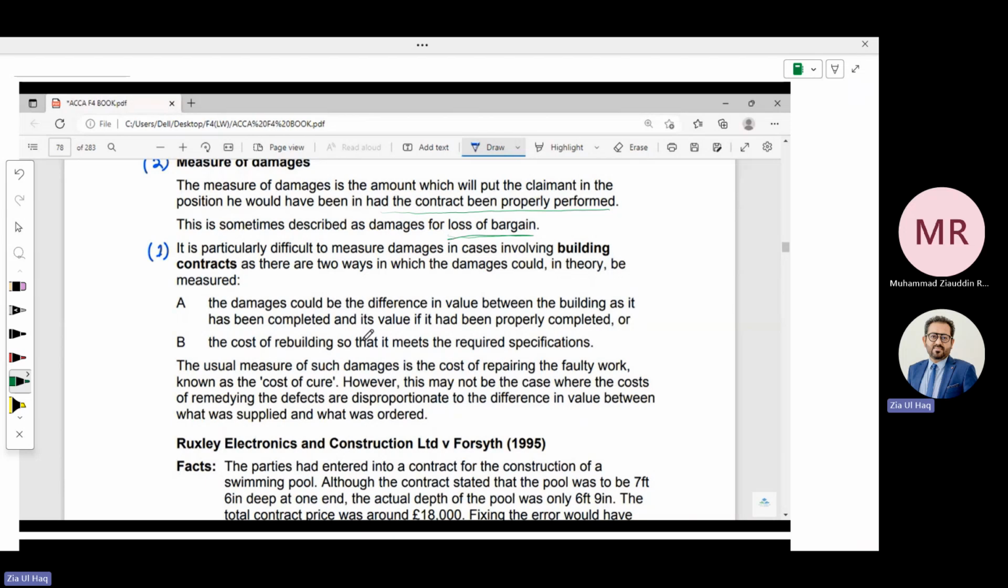If he had not made the contract, what was his position? In case of breach of contract, you need to put him in that position. Whatever he has lost, you need to pay as damages. It is particularly difficult to measure damages in cases involving a building contract. In case of building, how much could be the damages?